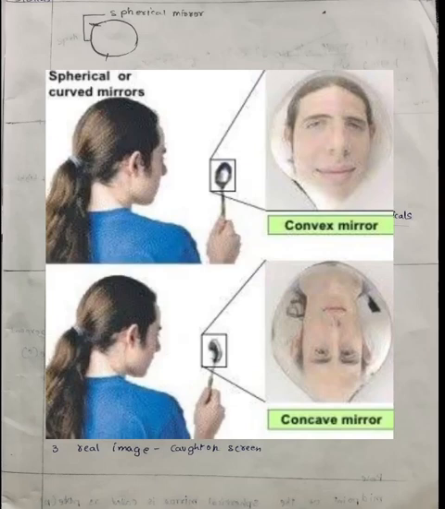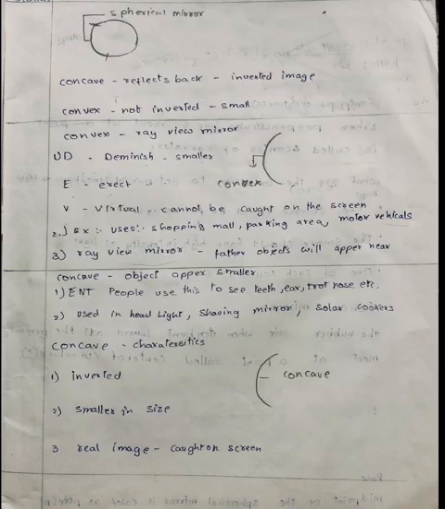Good morning, everyone. Today we're going to learn in Chapter 1 Physics, reflection of light at curved surfaces. Now, what is a spherical mirror? A spherical mirror is a mirror whose reflecting surface is a part of a hollow sphere of glass. It means that it is a ball which is made up of glass.